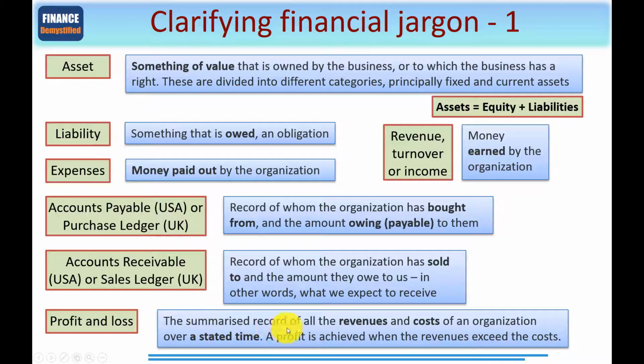So it's a summarised record of all the revenues along with costs of an organisation over a stated time. So the profit and loss account or statement is for a period of time, very often a financial year. Sometimes you might produce them at the end of each quarter. And a profit is achieved when the revenues exceed the costs.